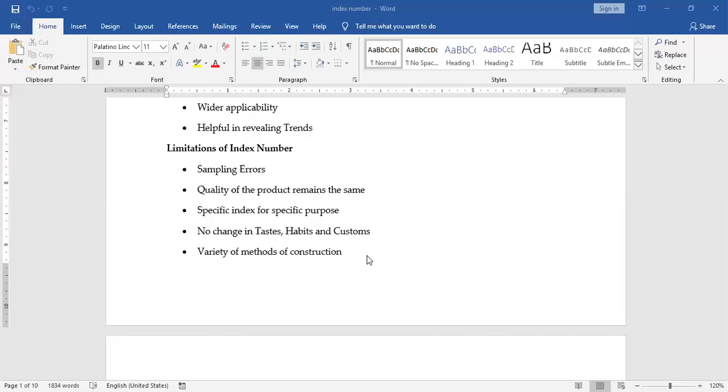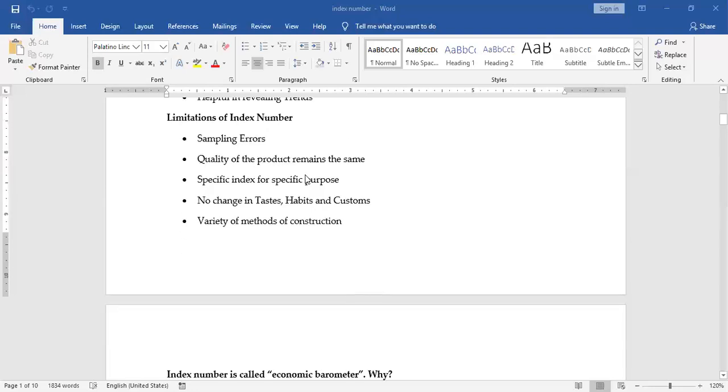And such limitations can be placed on the records. So even though we have these many limitations, the varieties of opportunities can be handled. That is a very important point. This is what the limitations of index number are.